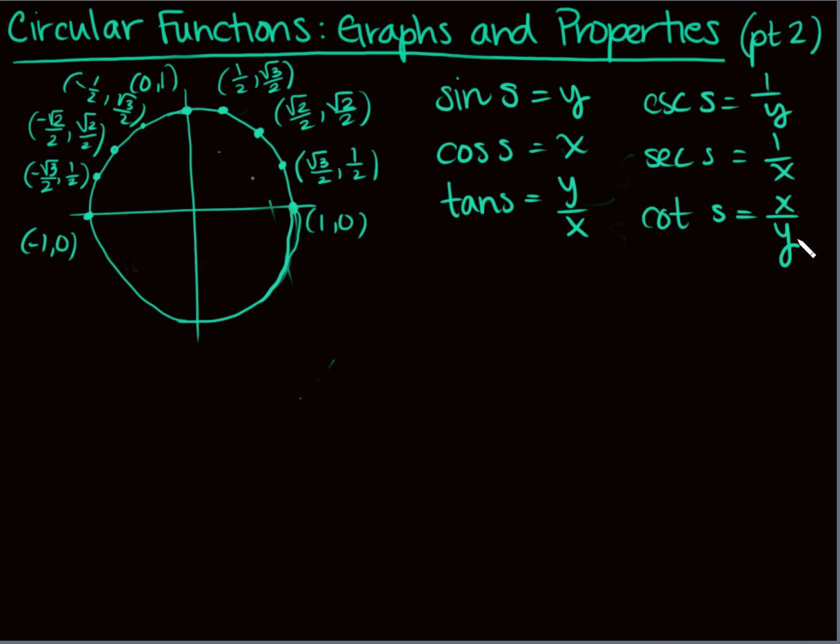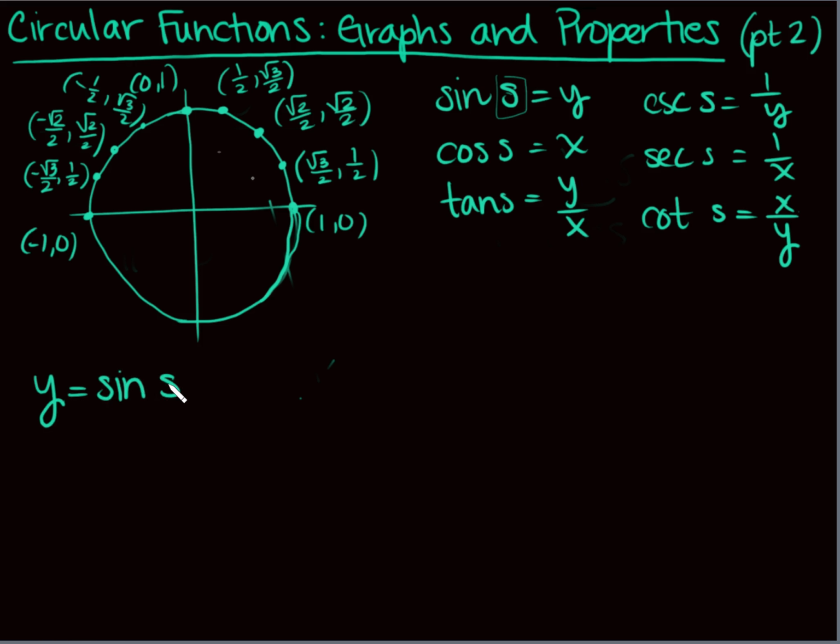So what I want to figure out is, if I took these values, if I inputted the s's and graphed that along my horizontal axis, and then graphed the outputs along my vertical axis, what will happen? So let's look first at y equals the sine of s.